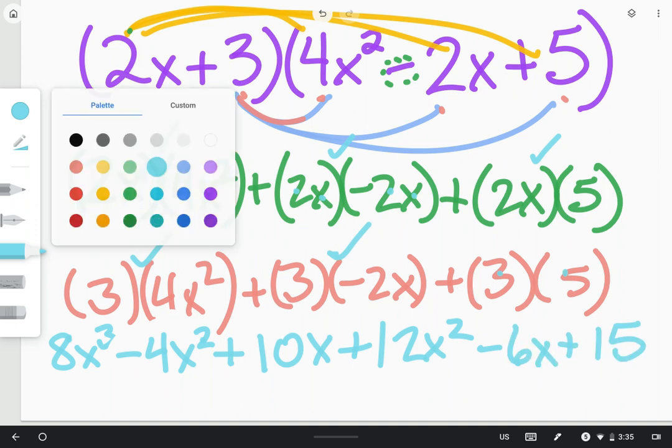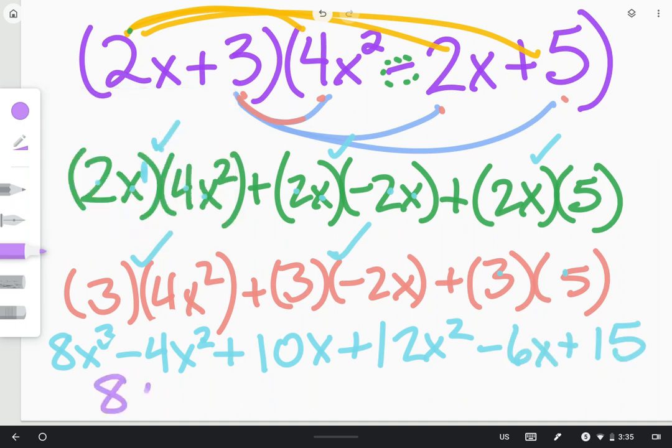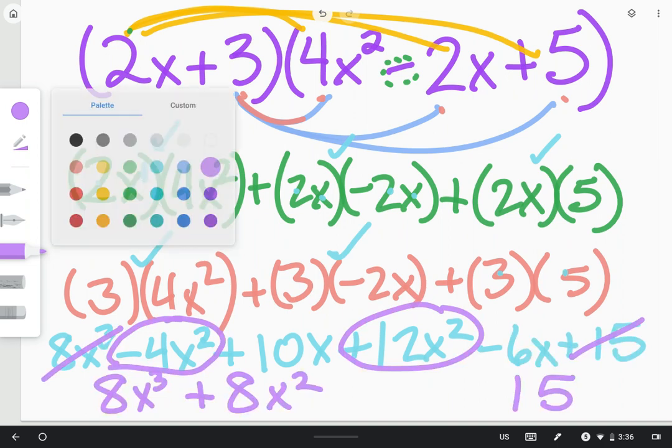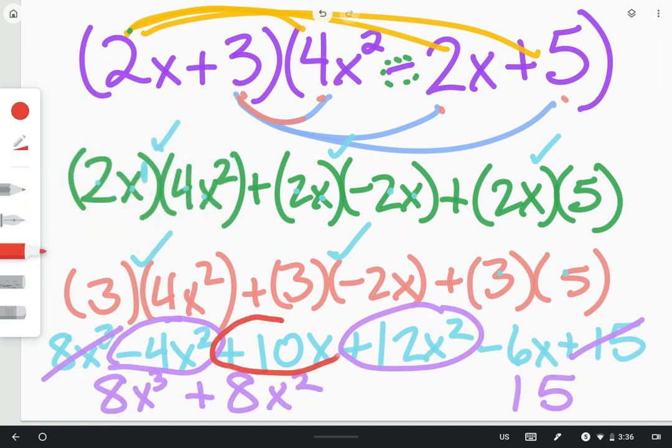Then it's just a matter of seeing if there's any terms that can be combined between what we have down there. And we can see this 8x to the third and the 15, nothing goes with them. So they can't be combined with anything. However, I see here I have 4x squared, 12x squared. That's a minus 4 plus 12 gives me plus 8x squared. And then I have 10x minus 6x. So that gives me plus 6x.